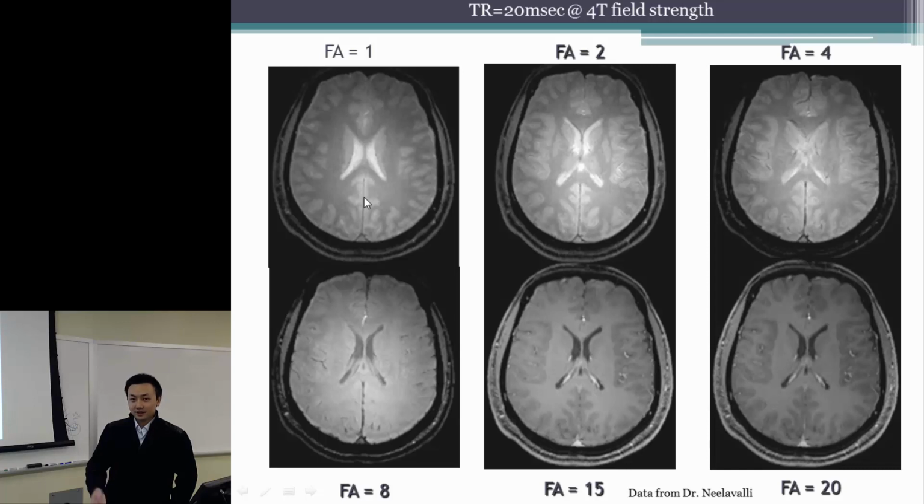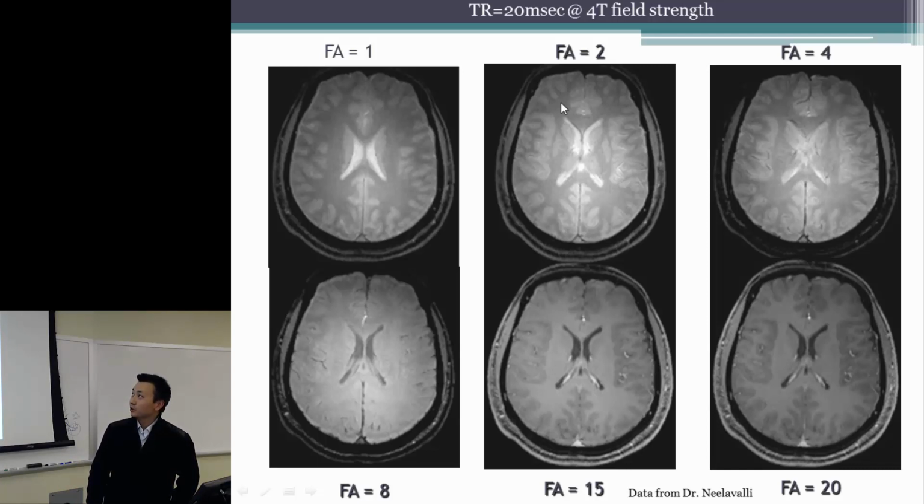By the analysis we just went through, this one should be proton density weighted. We have the highest proton density in the CSF, so it shows the highest signal. We have the second highest proton density in the gray matter, so we are seeing the gray matter has higher signal than the white matter here.